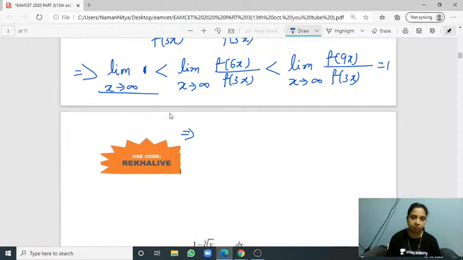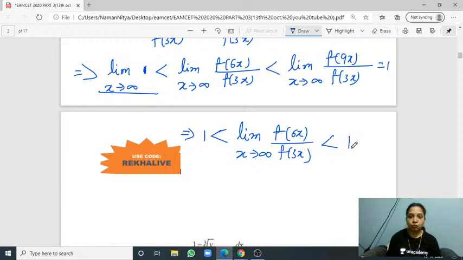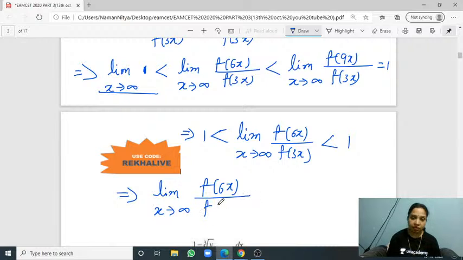So obviously the value of this part will be 1 only, less than limit x tends to infinity f of 6x divided by f of 3x less than 1. So with the help of this inequality, we can say it is greater than 1 and less than 1 also. This is possible only when my limit x tends to infinity f of 6x divided by f of 3x is equal to 1.